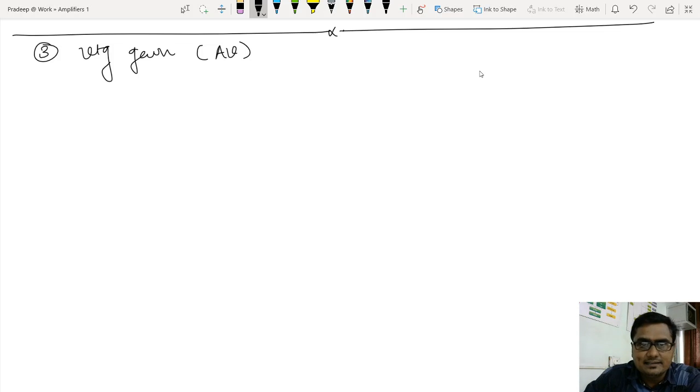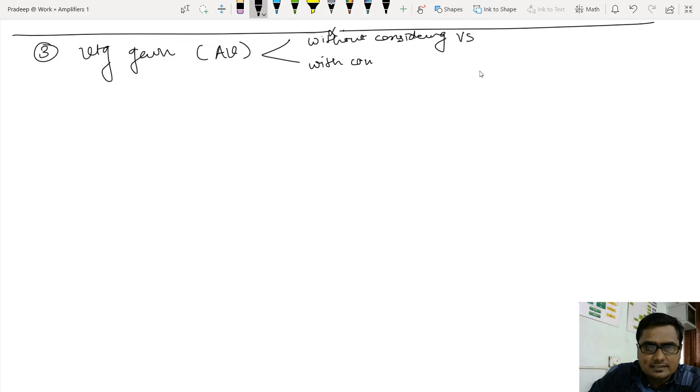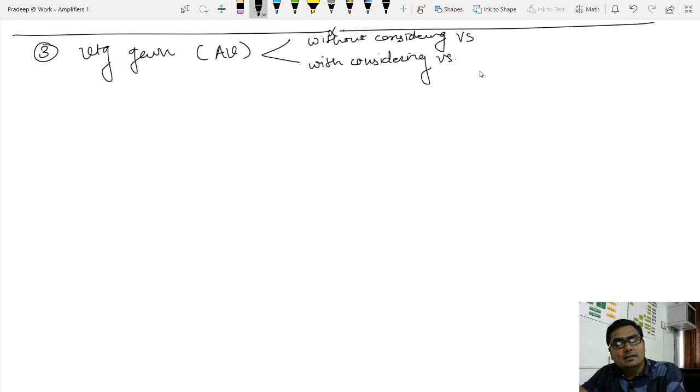So again here, like current gain, we can have two parts. One part is without considering Vs, and the second part is with considering Vs. What is Vs? Vs means voltage source, that is the function generator, the voltage that I have applied with the help of a function generator to the H module of a transistor. So let us start with voltage gain.